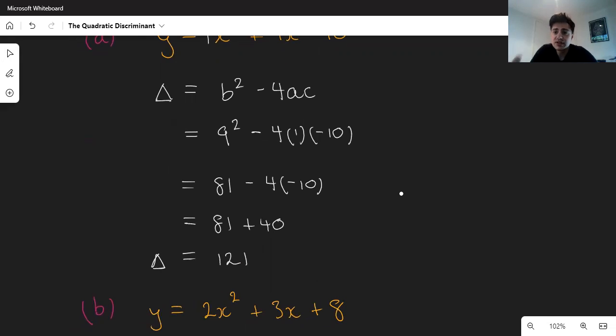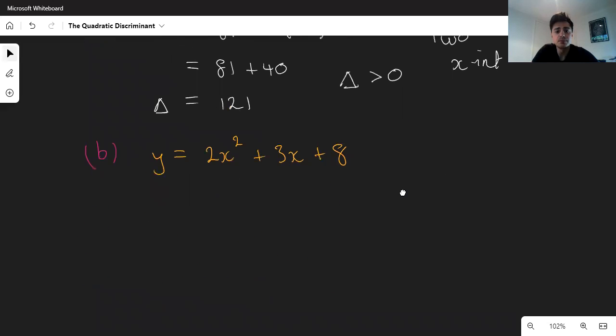So it doesn't matter particularly what the exact number is. What matters is that this is a positive number. And that means that this discriminant is greater than 0. And that means that there are two x-intercepts for this equation.